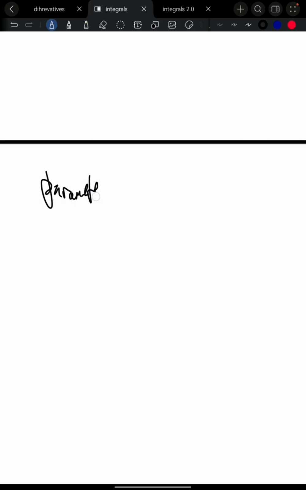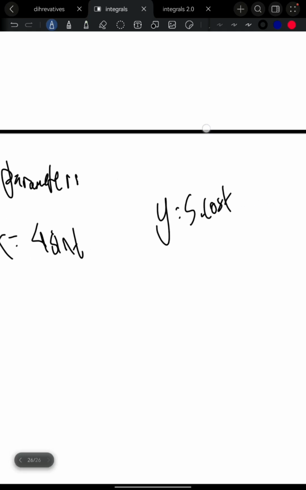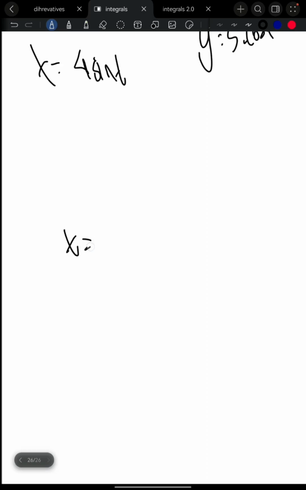Parametric, right? Let's say you have a function of x is equal to 4 sine t, and y is equal to 5 sine, no, cosine t, right? If you want a different, nah, you know what, let me start with something basic. You have x is equal to t squared, y is equal to t squared minus 5t plus 6. Find dy by dx, right?